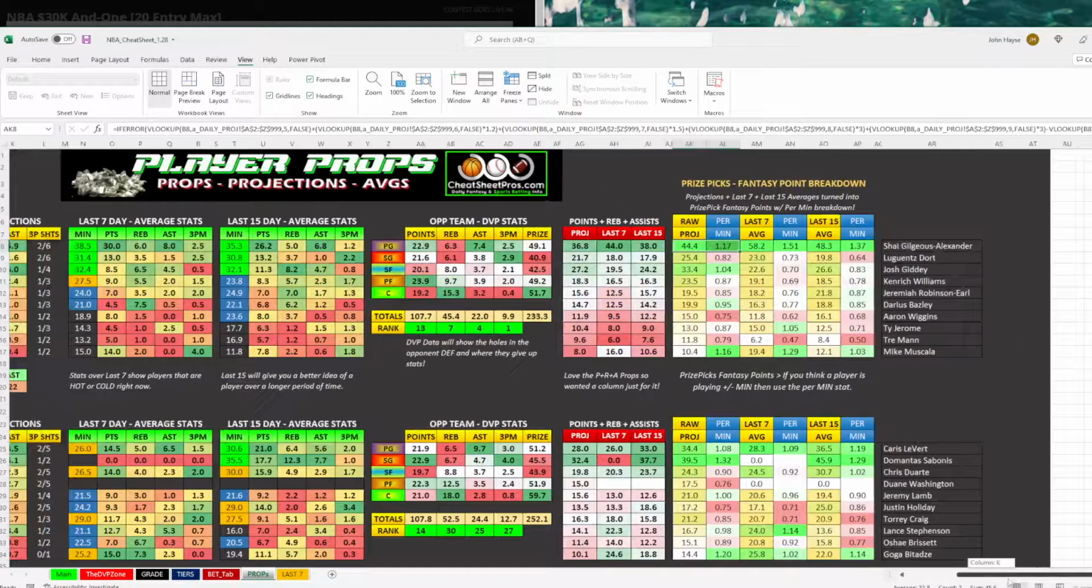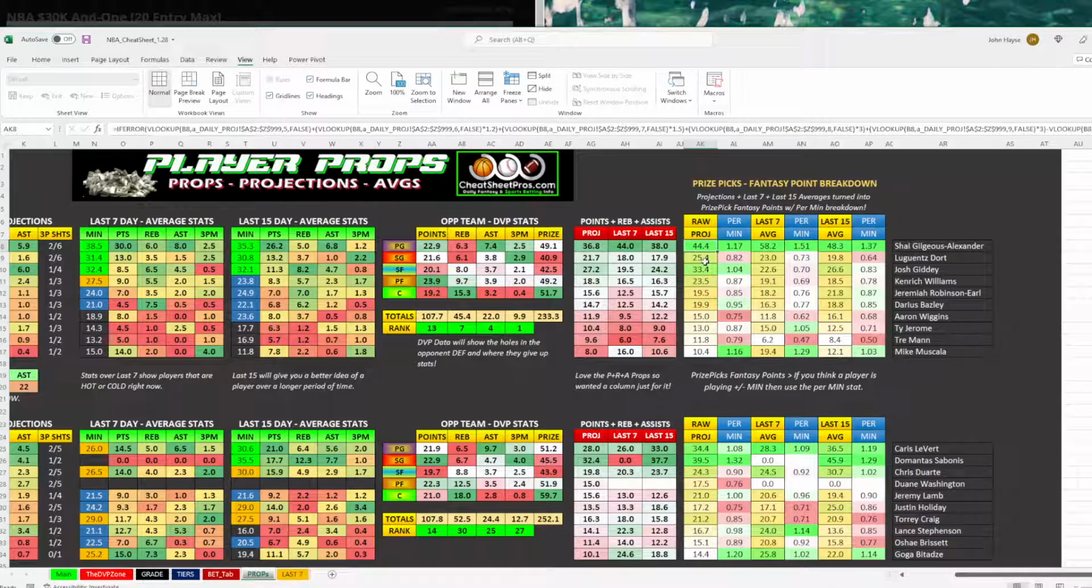Shy, he's projected at 44.4 Price Pick fantasy points today, and that is an average of 1.17 Price Pick fantasy points per minute. Well, these sound like tongue twisters, but over the last 7, he's been putting up 58 Price Pick points, at a rate of 1.51 per minute. So he is significantly over that number. So if you're doing a Price Pick fantasy point prop, I would definitely take the over here.